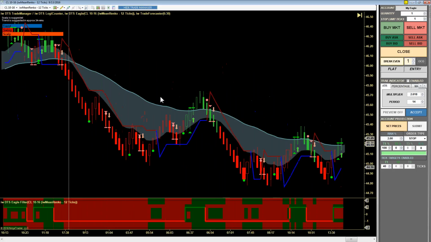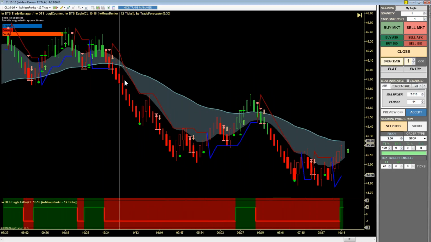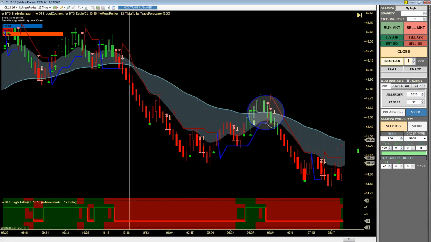Here, let's go back here. This is a little bit better. So we've got a little bit of a downtrend. The market moves back, encounters the hard edge, and now we come out with what we call a green bar sell. So we've got green bars along with a sell signal. This is a high probability sell on the Eagle.